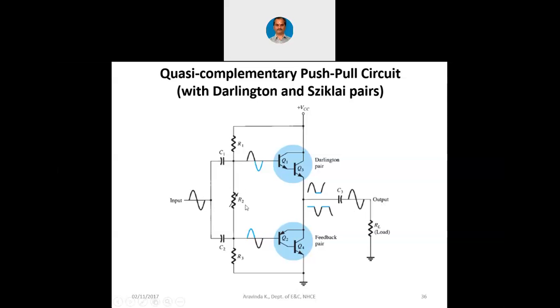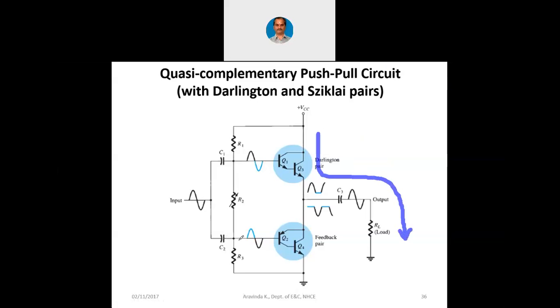So here is how the circuit functions. You can see when the input signal is applied, in the positive cycle the upper Darlington transistor conducts and from VCC current flows to the load in this manner. When the Darlington conducts, current flows to the load in this manner.